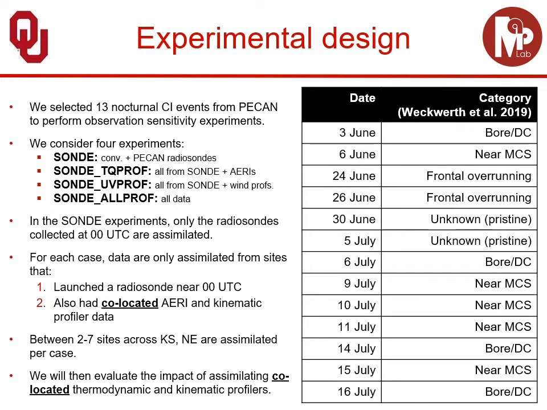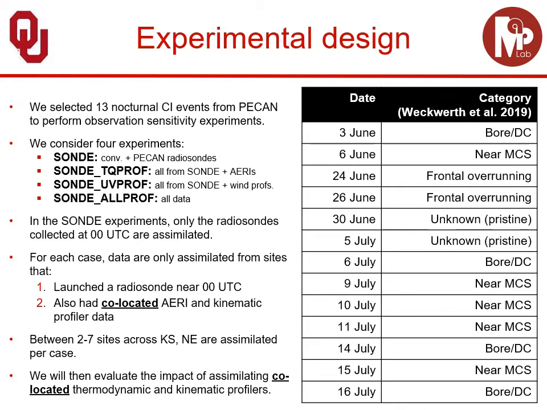We'll be evaluating these impacts using 4 different experiments. First is CON, where only the conventional data set and PECAN profilers are assimilated. Then there's CON TQ-Prof and CON UV-Prof, where we add in the thermodynamic and kinematic profilers respectively. And finally, CON All-Prof, which assimilates all data together. So for each experiment where we assimilate radiosondes, which is all of them, we only assimilate the radiosonde closest to 0 UTC, as long as a radiosonde was launched within an hour of that.